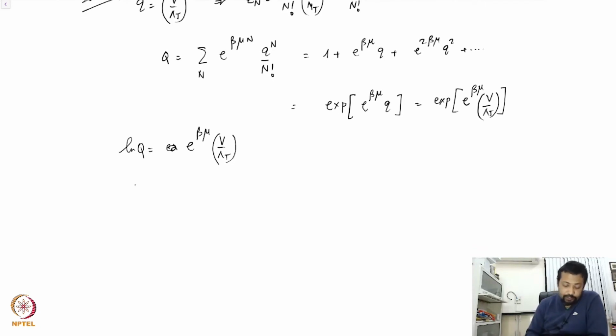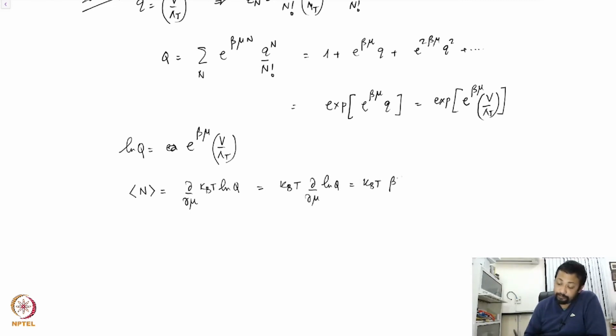Then we will just work out one simple thing, which is the average of n, which was del mu of kBT ln Q. So this is kBT times del mu of ln Q, which takes it to beta e to the power beta mu V over lambda t, so that this is just e to the power beta mu V over lambda t. So the average particle number is given by e to the power beta mu V over lambda t.